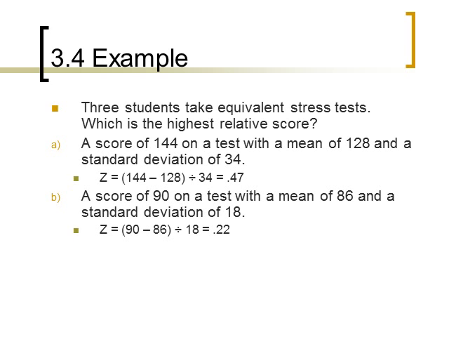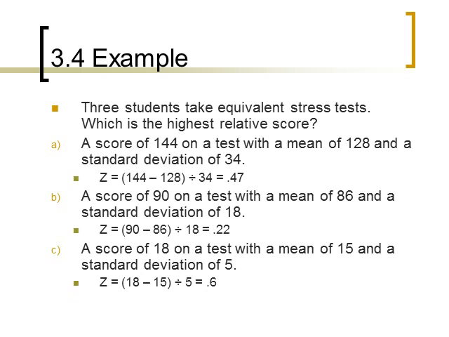The second student received a score of 90 on a test with a mean of 86 and a standard deviation of 18. So let's convert that student to a z-score. z is x minus x bar divided by s. So 90 minus the mean, 86, divided by the standard deviation, 18, gives us 0.22.